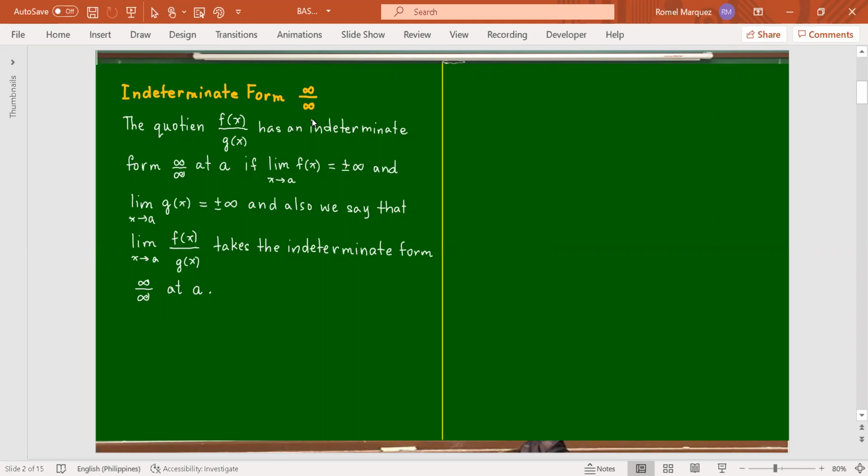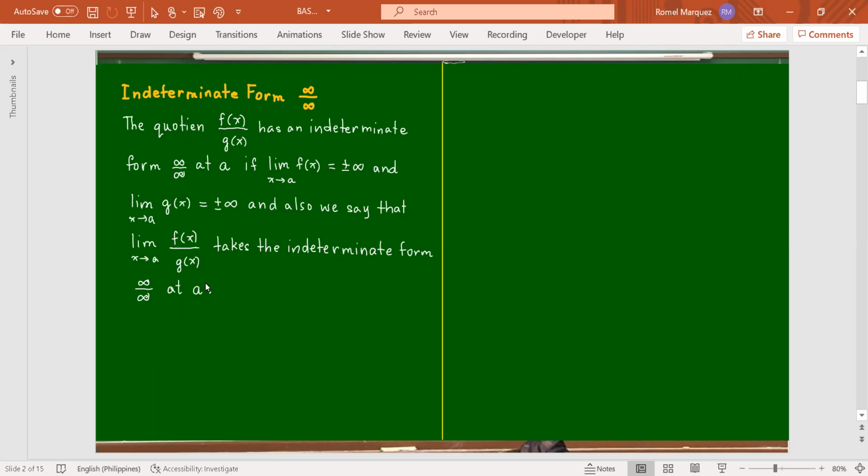So again, the numerator has what? Has a limit that is either positive infinity or negative infinity. The denominator also, the limit is either positive infinity or negative infinity. So if that is the case, this quotient takes the indeterminate form infinity over infinity at a, and also the limit takes the indeterminate form infinity over infinity. Okay?